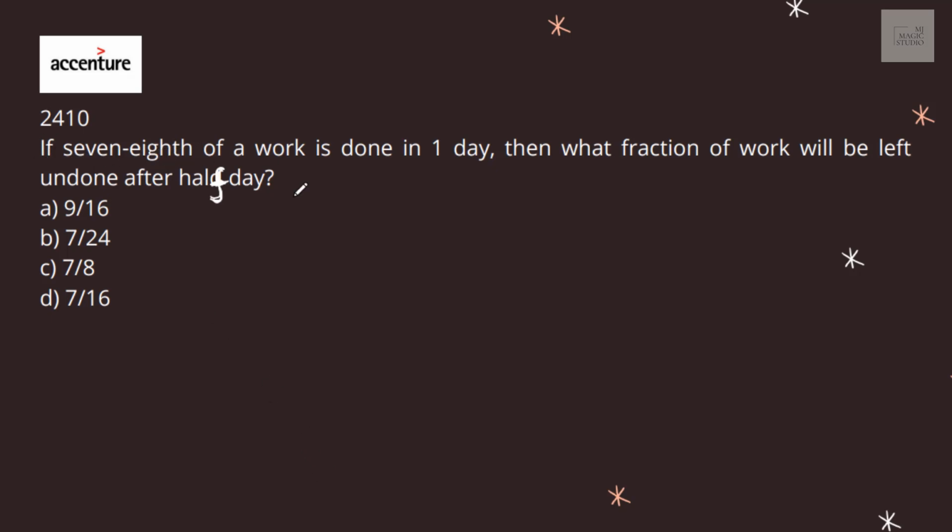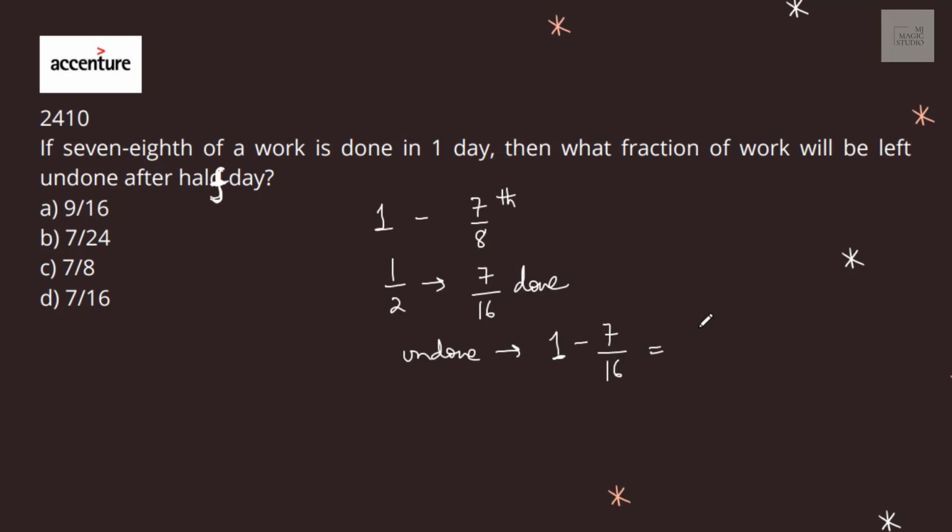If 7/8 of the work is done in one day, then what fraction of work will be left undone after half a day? So in half a day, work done is half of 7/8, that is 7 by 16. This is done. So undone work after half a day is 1 minus 7 by 16, because since work is in fraction, total work is 1. 16 minus 7 is 9. 9 by 16 part of the work is undone after half a day, and that is in option A.